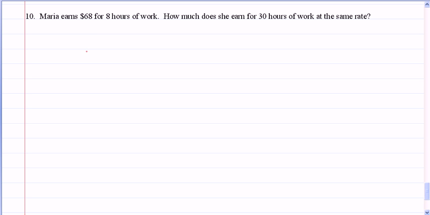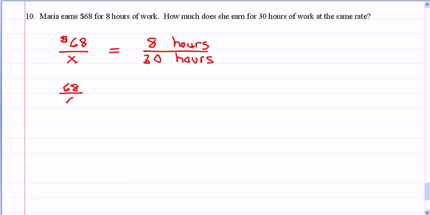And the last problem, number 10, Maria earns $68 for 8 hours of work. So we have $68 for 8 hours of work. How much does she earn for 30 hours of work at the same rate? So 30 hours goes on the right side, so you line it up with hours. We're finding how much she earns, which is money. So here's our fraction. And we have 68 over x equals 8 out of 30.